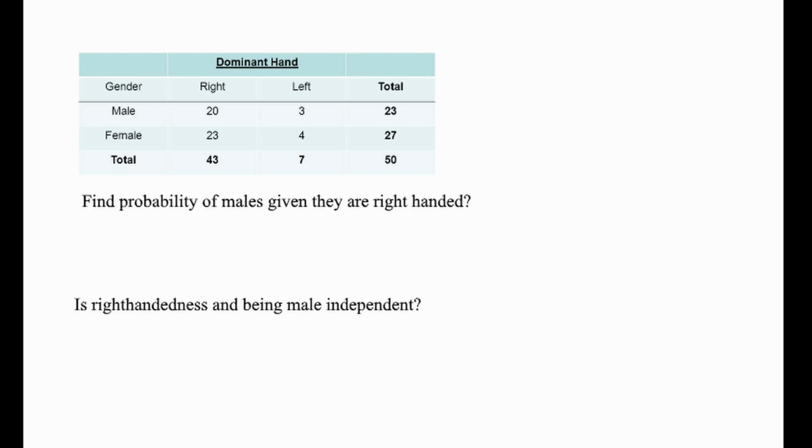In order to find this probability of male given right-handed, we take the total possible to be selected, all right-handers, and put it on the denominator. And we take all possible to succeed, right-handed males, and put it on the numerator.